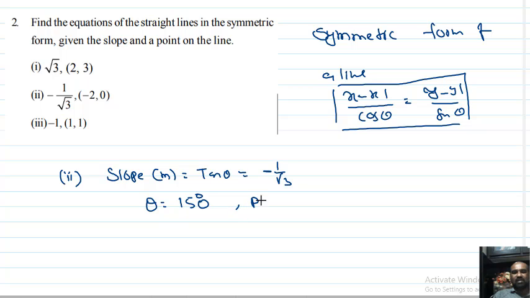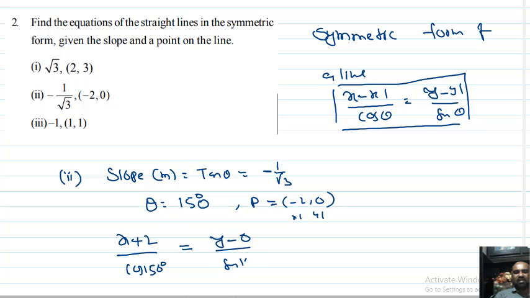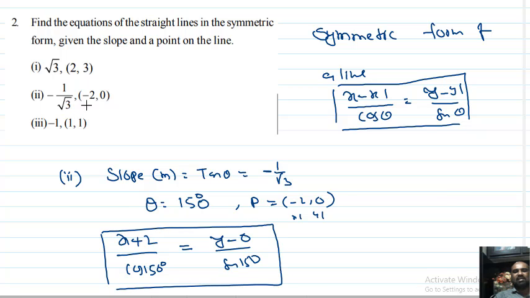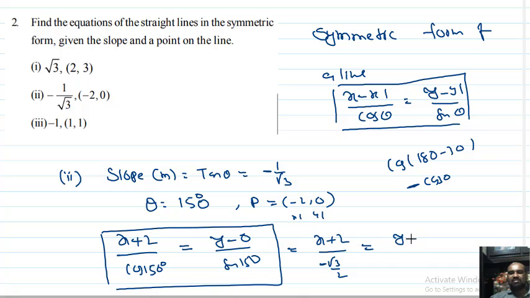Okay, what point is given here? Point is minus 2 comma 0, that is x1, y1. So now I want to write the symmetric form: x minus of minus 2 by cos 150 degree is equal to y minus 0 by sin 150 degree. Or directly, tan theta is equal to minus 1 by root 3 is given. From that you can find cos 150 degree, directly cos theta and sin theta you can find, but take care that the angle is in the second quadrant. Using that you can say that cos should be negative and sin should be positive. Find those values directly, then you get the symmetric form. Or directly here what I can say, x plus 2 by cos 150, that is 180 minus 30. In the second quadrant, minus cos 30 means minus root 3 by 2, equal to y minus 0 by sin 150, that means sin of 180 minus 30, plus sin 30 degree, 1 by 2.